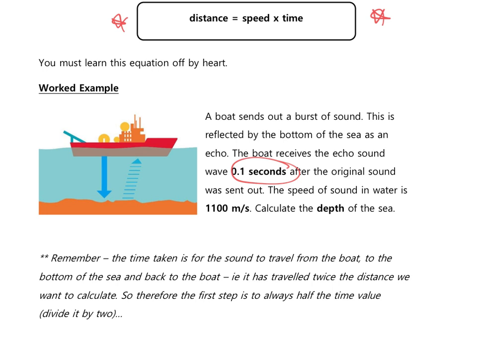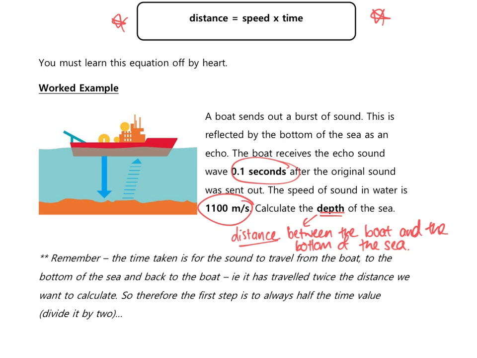The speed of sound in water is 1100 meters per second. Again, you'll see in the next examples that's sometimes coded as a different value, but always use the value that's been given to you in the question. Calculate the depth of the sea you're asked to do. That's really the distance between the boat and the bottom of the sea. So you may want to write that in, because our equation is going to be distance equals speed times time.